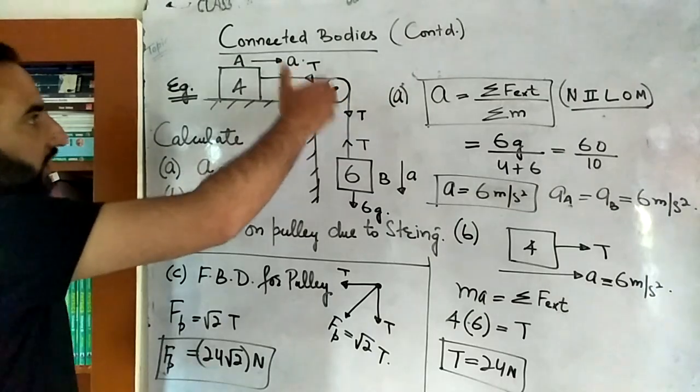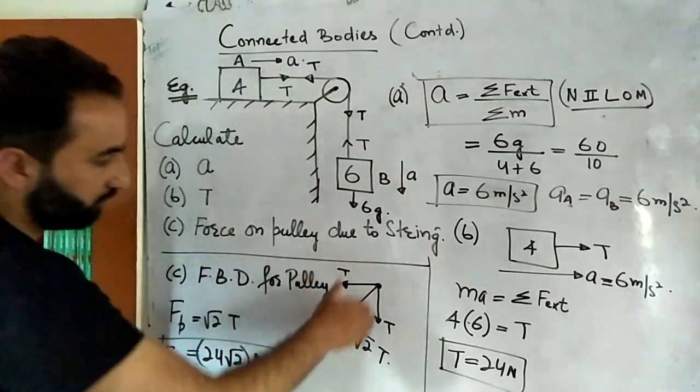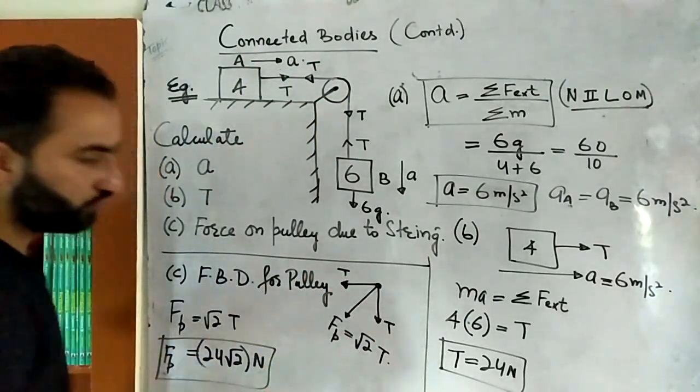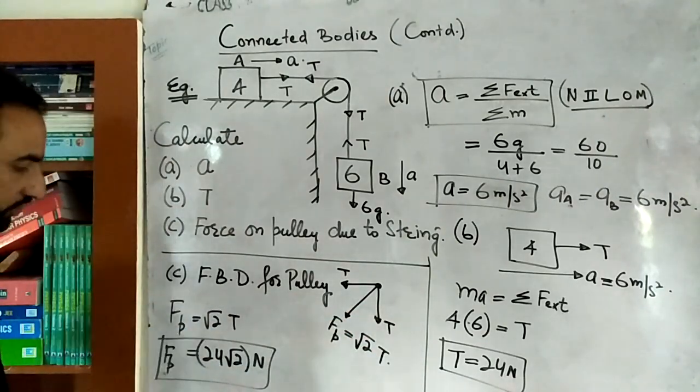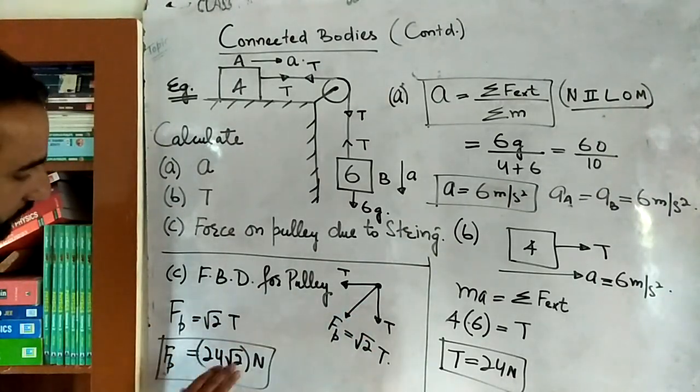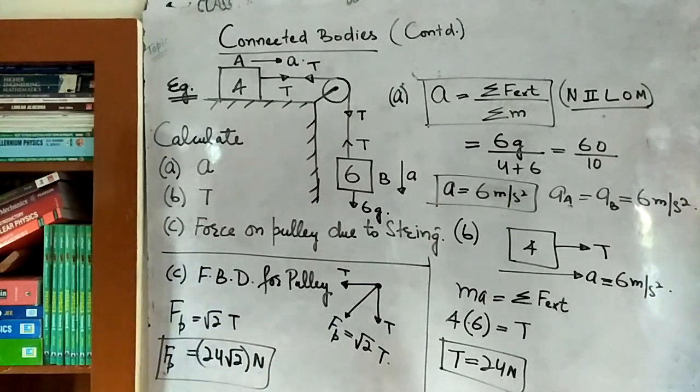Okay, now this is the pulley, downwards tension, in this direction tension, they are mutually perpendicular. The resultant will obviously be root 2 T. This is the equation from the vectors. Force on the pulley is equal to root 2 T. Then T is 24 Newton, so the answer is 24 root 2 Newton. Simple. Okay, na beta? You simply pause the screen and write it out.